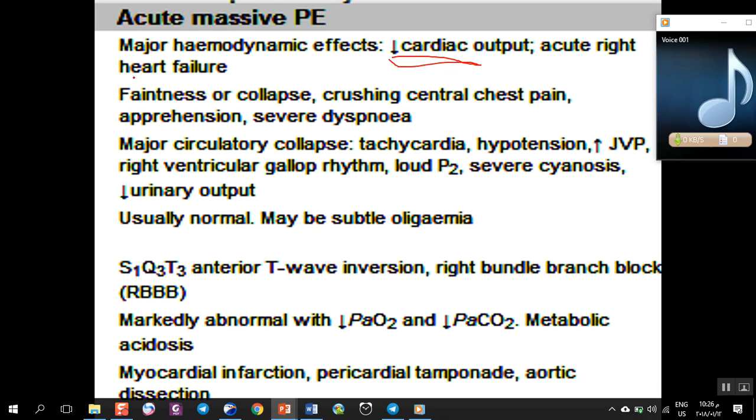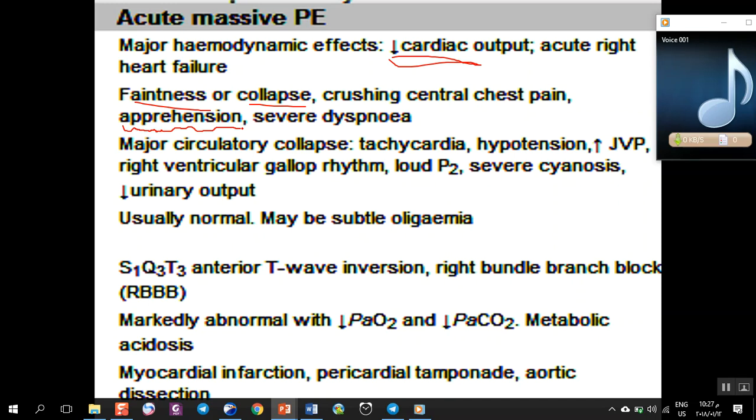Sudden collapse, fibrillation, decreased cardiac output, acute RV failure. Fainting, collapse, severe chest pain, apprehension and severe dyspnea. This is the feature of severe massive embolism. You must know this manifestation. You can easily face this patient in the ER, in the ward, in the street. Okay? This is massive embolism. Imagine a large embolus blocks the artery here or here and causes these manifestations.